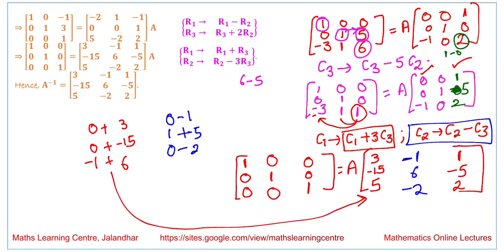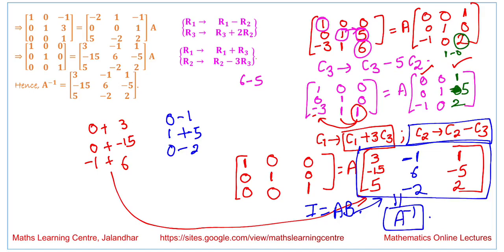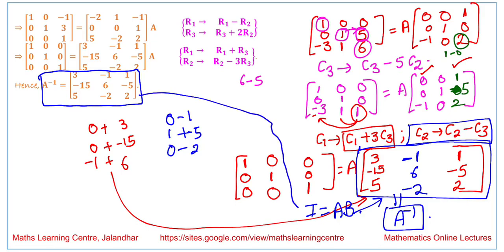So what we have obtained is that I is equal to A into B in this case. So this is the matrix B and this is equal to A inverse. So this is the matrix A inverse we have obtained. So we can see from this that either you use the column operations or you use the elementary row operations, we obtain the same answer.